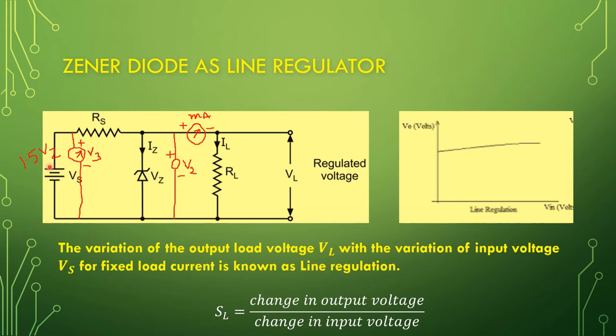Now we connect one limiting resistance here. This value we calculate in the next slide. Then adjust the load current, that means this current, to a suitable fixed value. Say we fix this value at 10 milliampere by changing RL. Note the input voltage from V3 and the output voltage from V2 across the Zener diode.